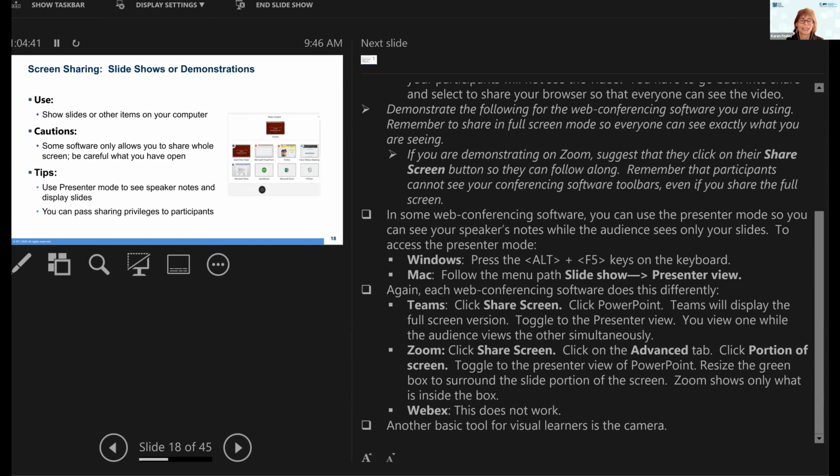If you are in Teams, when you click Share Screen, what your audience is going to see is just the screen. But you can then toggle over and see this whole thing. And every time you switch, they'll only see the slide, but you'll see both. For Zoom, it works a little bit differently. And the best way to show you this is to have you follow along a little bit, because this is a little bit tricky.